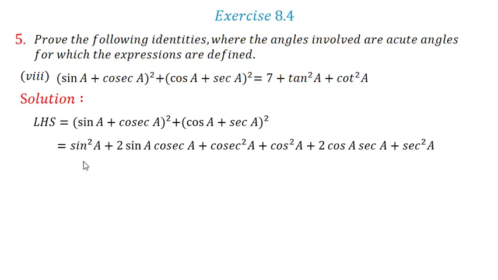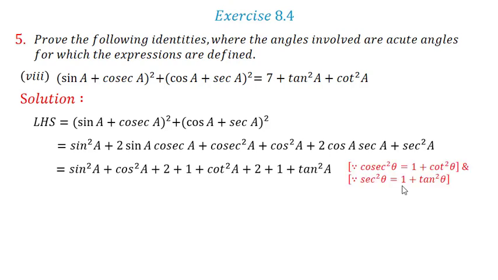Now I have sin square A plus 2 sin A cosec A, which gives me the value 1, so it is 2 into 1, 2. Here it is cosec square A plus cos square A. Here it is also cos A into sec A, which is 1, so it is 2 plus sec square A. Now my right hand side involves tan square A and cot square A. So this cosec square A can be written as 1 plus cot square A, and this sec square A can be written as 1 plus tan square A.